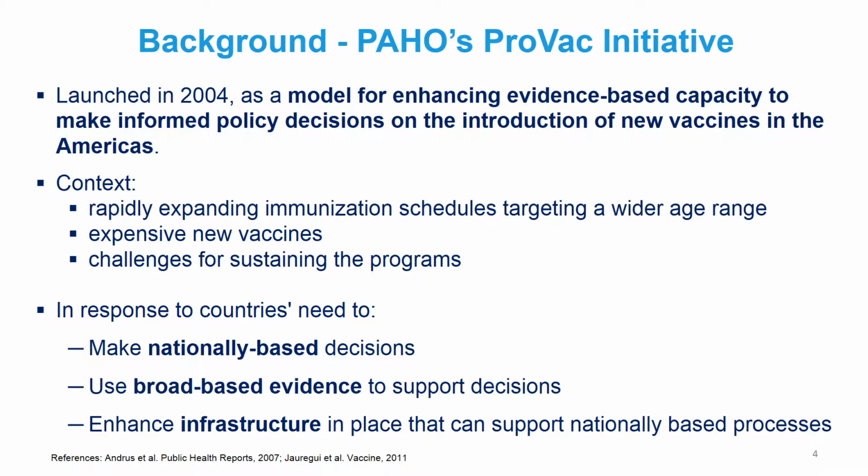Additionally, countries expressed a desire to own their decisions and to base them on a broader evidence base with national data whenever possible. PAHO recognized that supporting nationally based processes required an infrastructure. In the transition to primarily country-based decisions, national advisory bodies and decision-making authorities must have the technical capacity to ensure decisions are based on rigorous and informed deliberations.